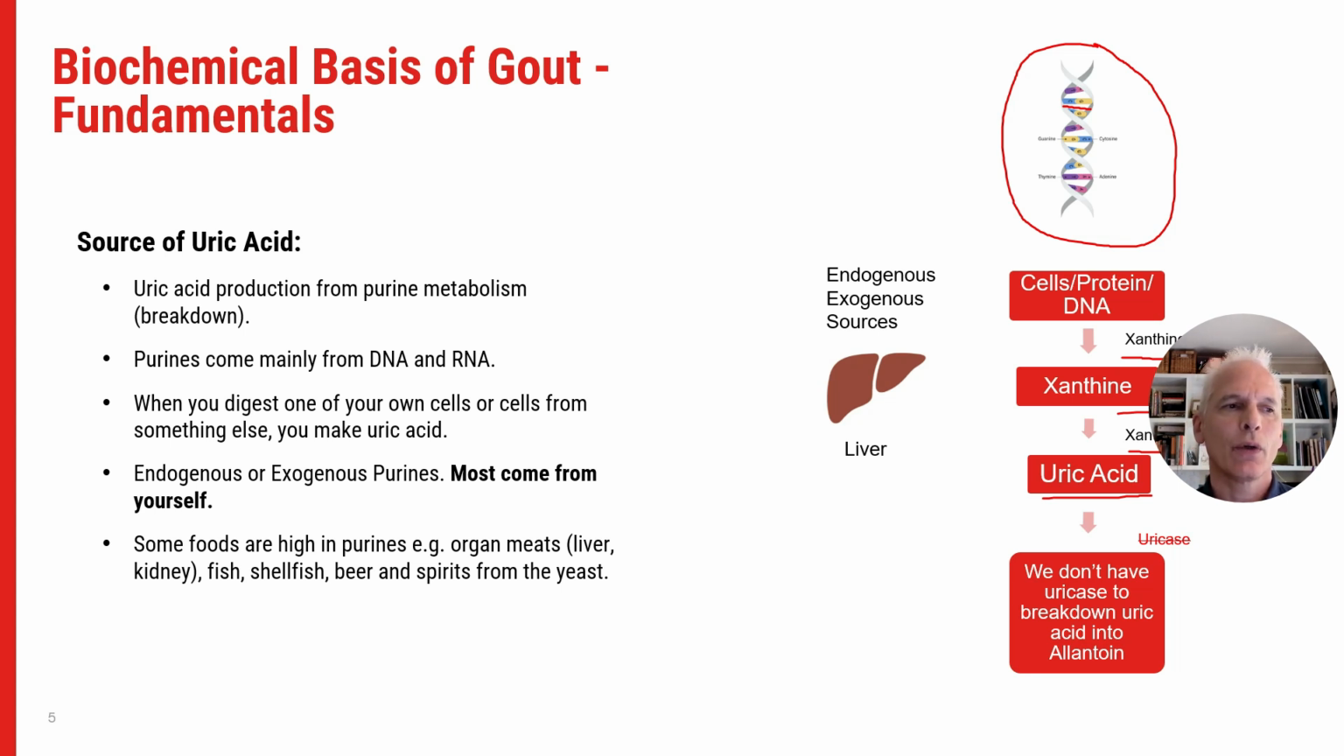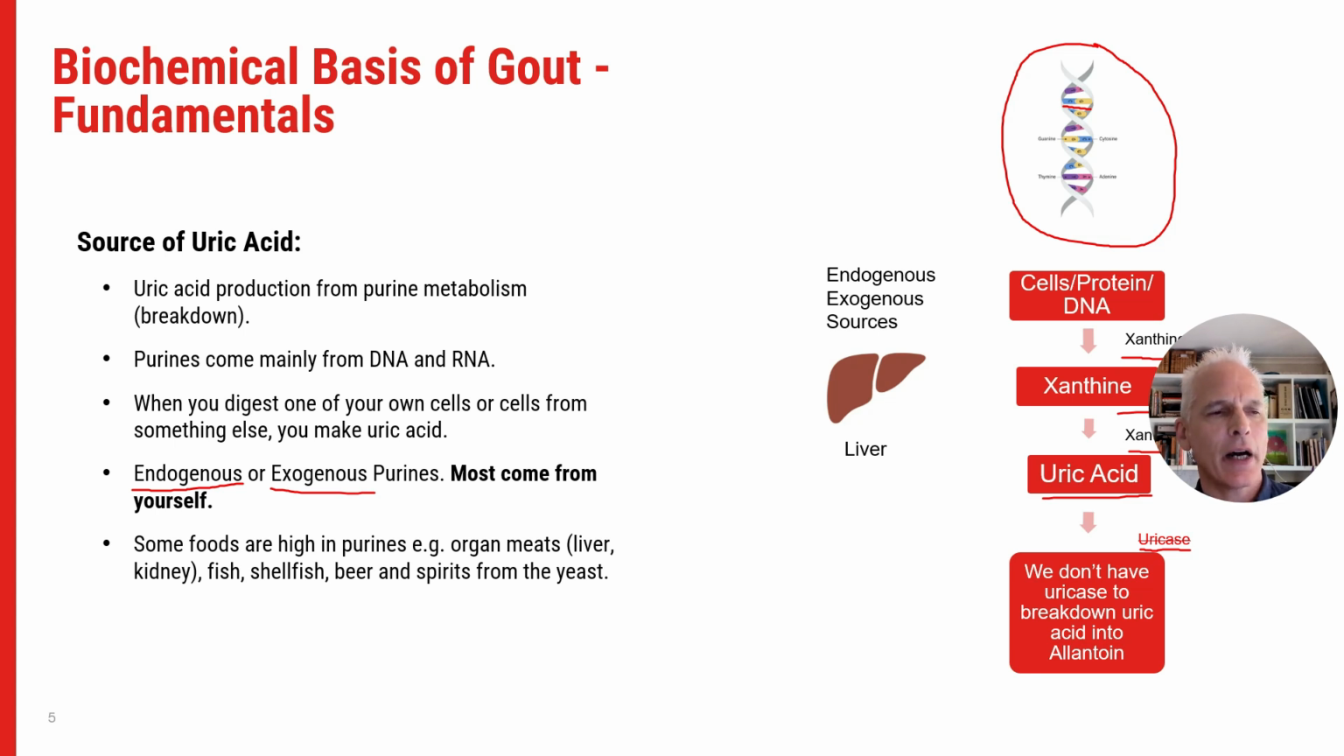Now, when we look at other animals, most other animals, particularly mammals, have something called uricase. Uricase is something that breaks down uric acid into allantoin. But we don't have that enzyme anymore, and we'll talk about that in a little bit. So, going back to our source of uric acid, it comes from both endogenous, which is yourself, and exogenous purines. But most purines come from yourself, not from what you eat.